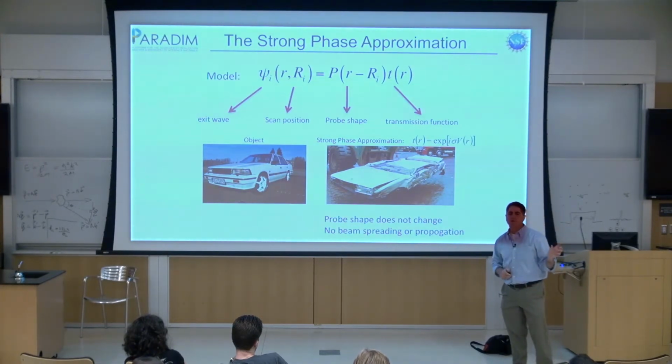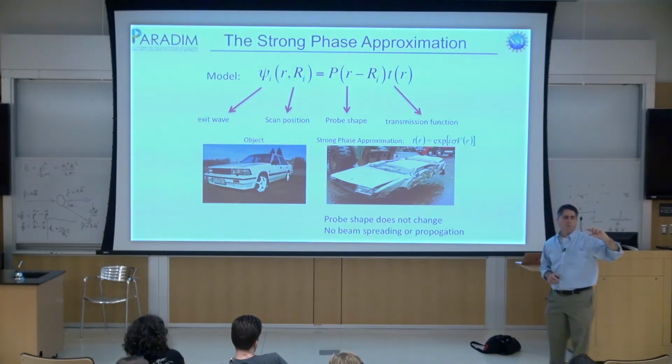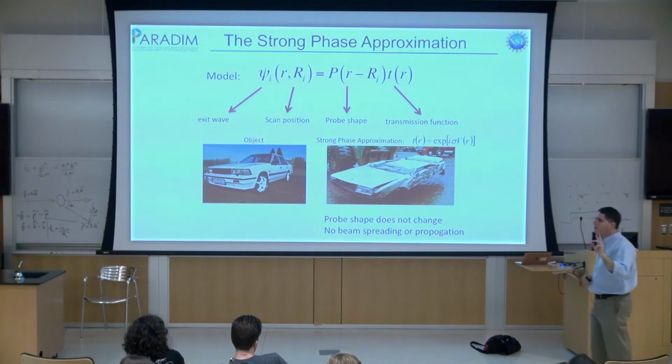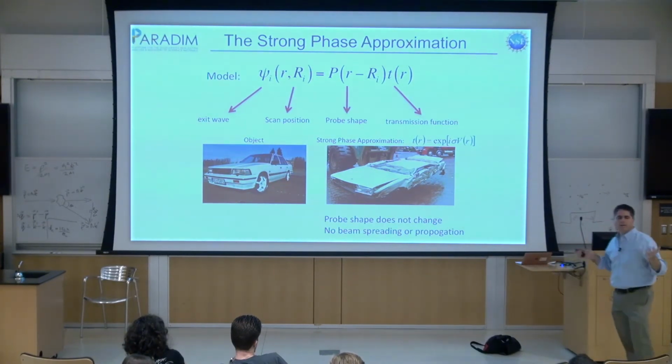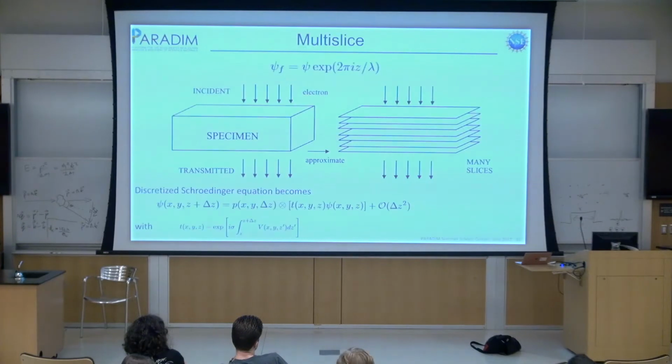So the strong phase approximation is going to work when my sample is thinner than the depth of field of the beam. And it's going to work when I don't have such strong scattering that the probe changed shape. So under those two conditions, that my sample is thinner than the depth of field and it not having insanely heavy elements in it, it's a good approximation. Strong phase approximation works for a single atom.